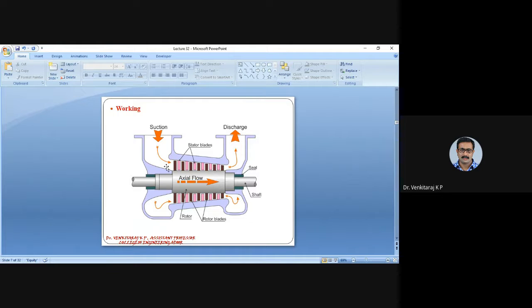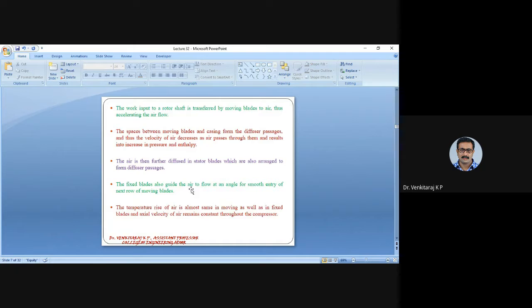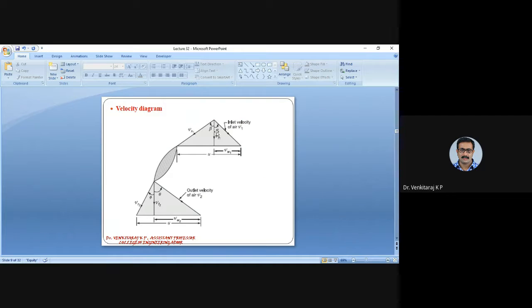And throughout, it flows through the blades, and the direction of flow is parallel to the shaft. That is why it is called an axial flow compressor. Now this is the velocity diagram. You can draw this velocity diagram. So this is the velocity diagram for each stage.